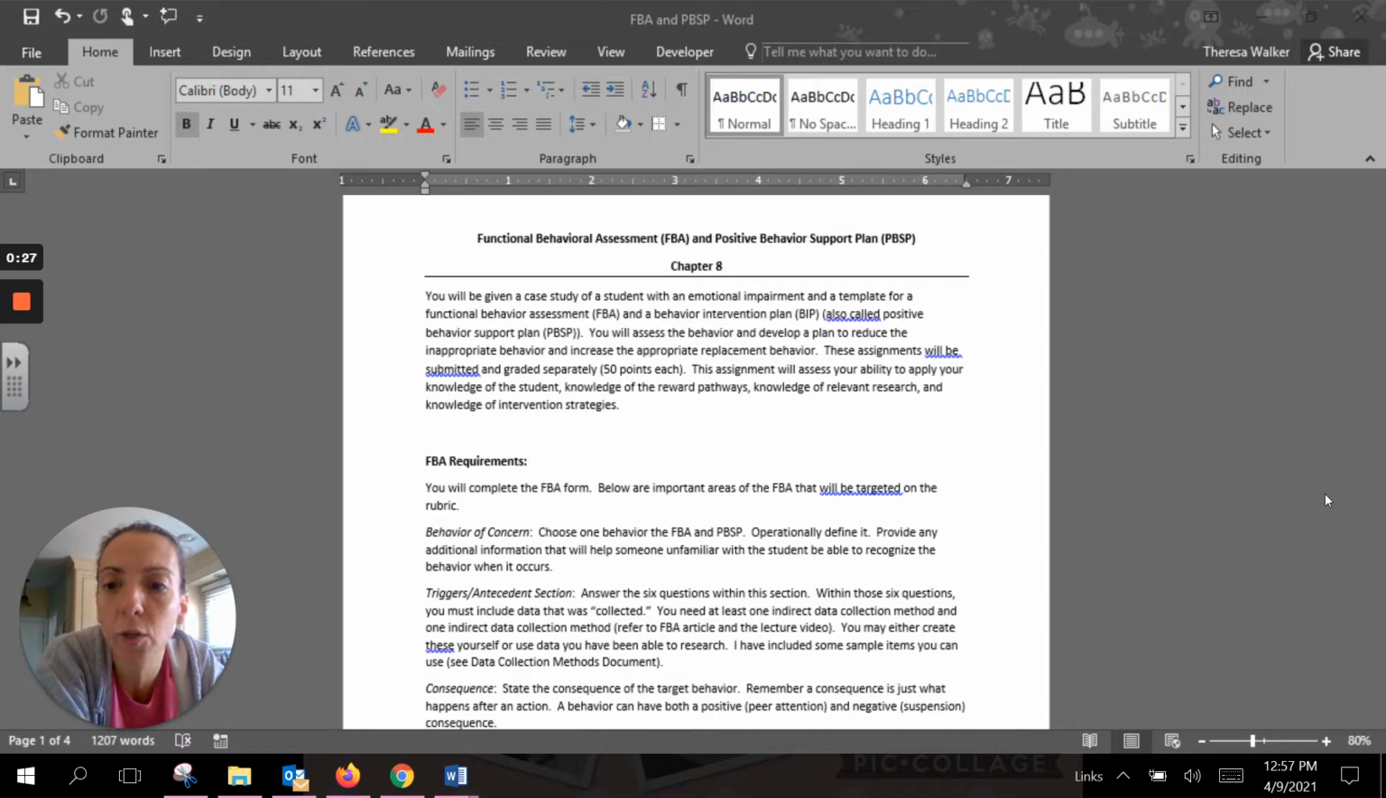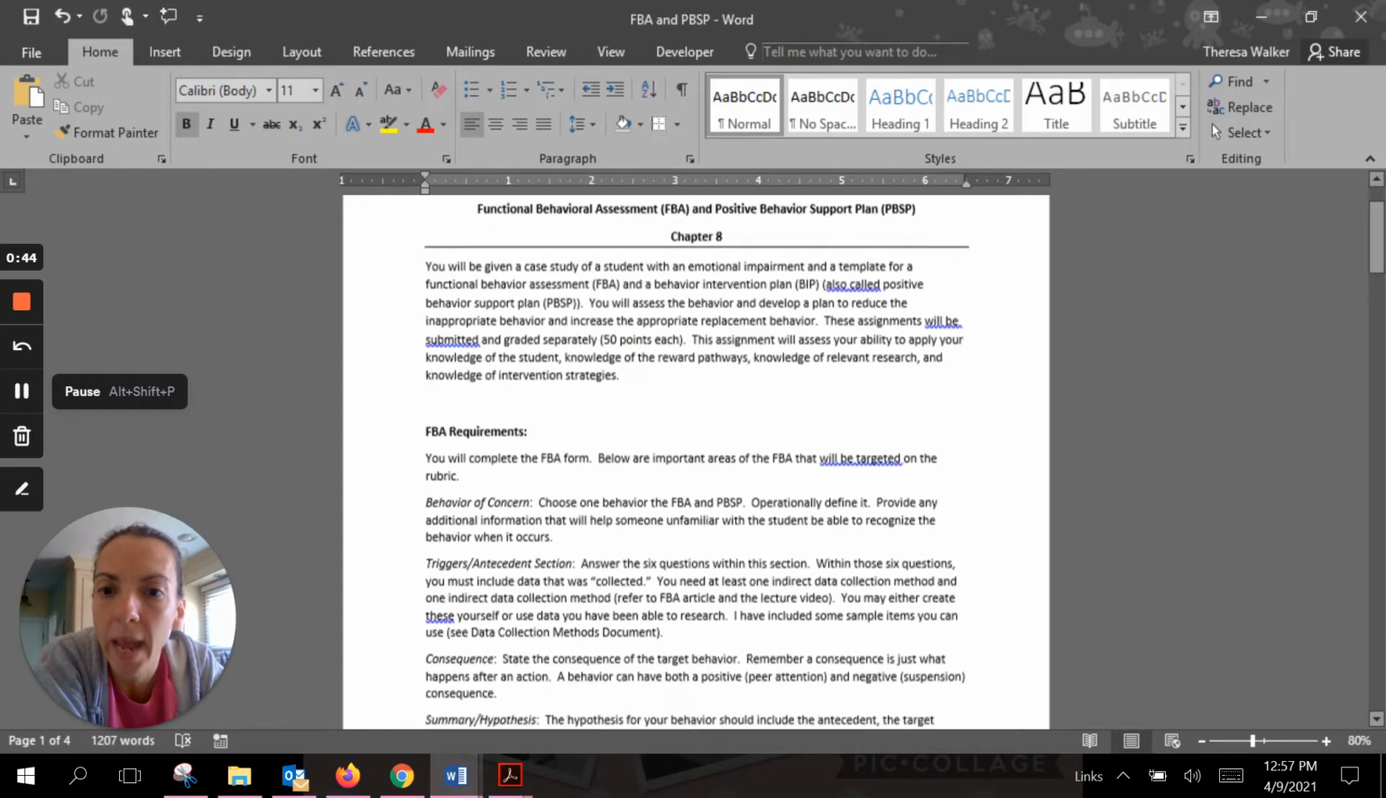So this is going to be two separate assignments that are going to be submitted. They're going to be 50 points each. And the assignment will assess your ability to apply your knowledge of the student, knowledge of the reward pathways, knowledge of relevant research, and knowledge of intervention strategies.